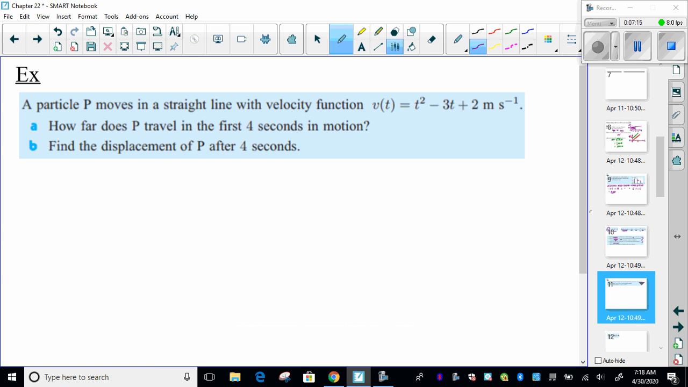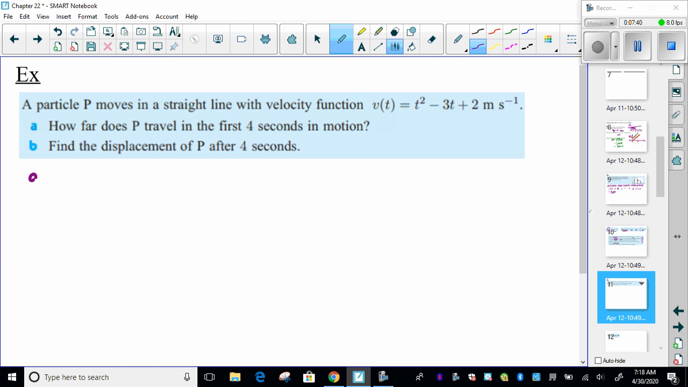Okay, so we have some particle moving in a straight line with the following velocity. How far does p travel in the first 4 seconds? So from the initial spot, 0 to 4. And then find the displacement of p after 4 seconds. Displacement, super quick and easy. How far it travels, not so much. So let's start with A, and then B will be a piece of cake.